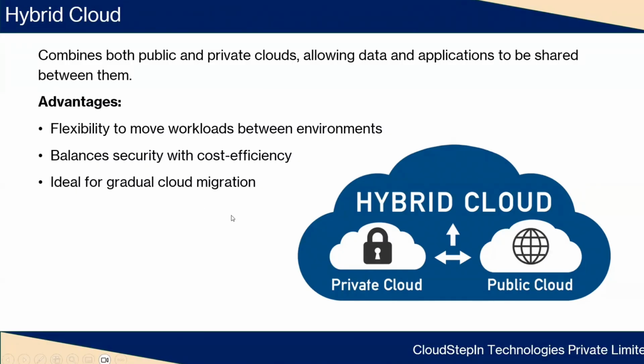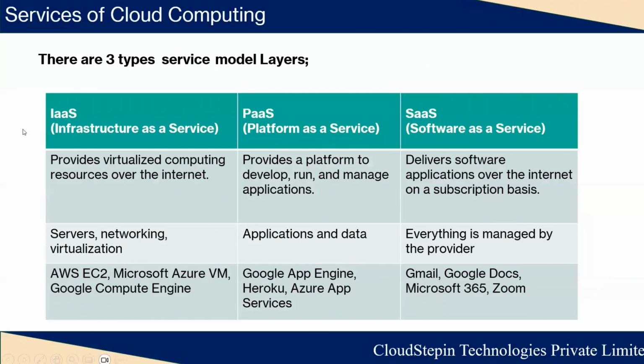Now let's move on to cloud services. Cloud services are generally categorized into three main models: IaaS, PaaS, and SaaS. IaaS means infrastructure as a service, which provides basic computing infrastructure like virtual machines, storage, and networks. We can customize and maintain this storage, networking, and CPUs.